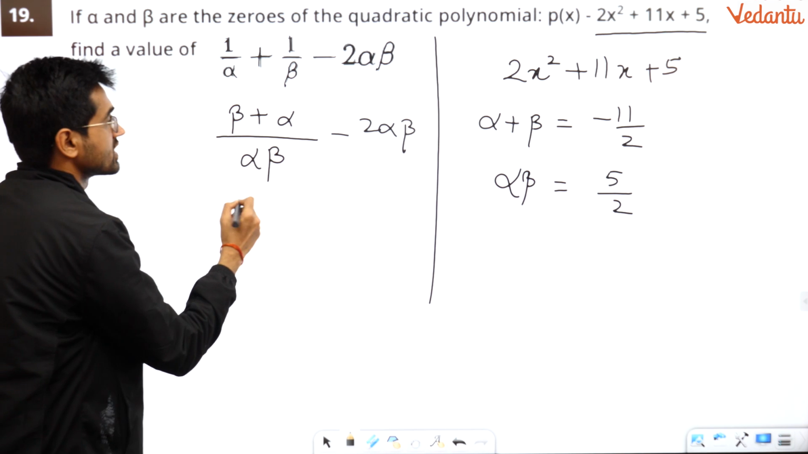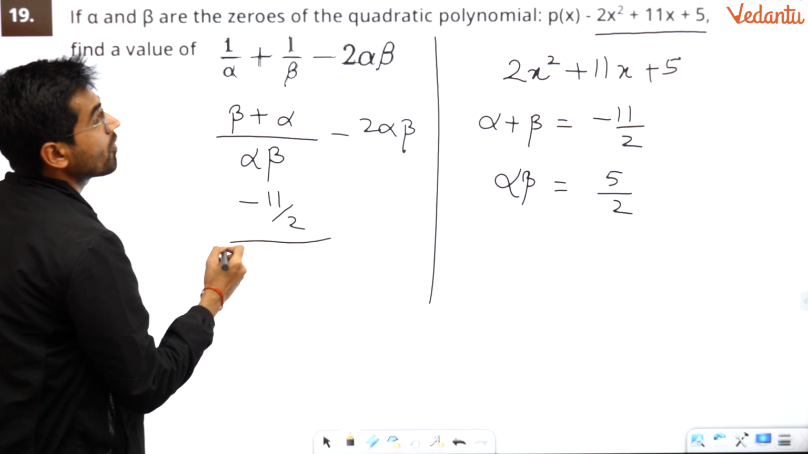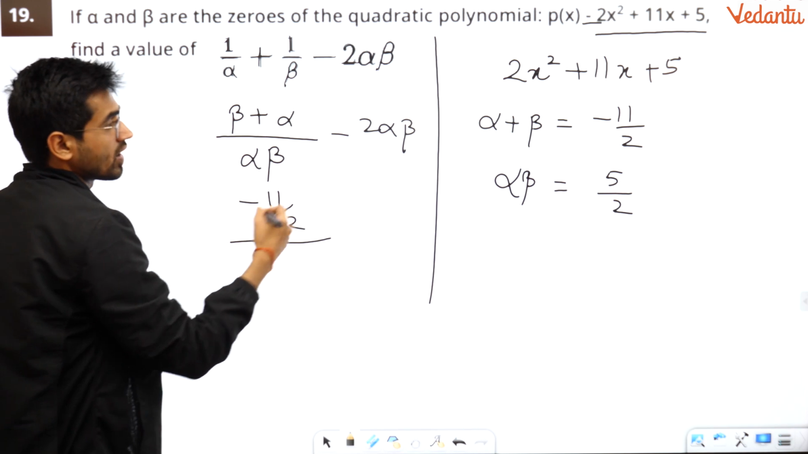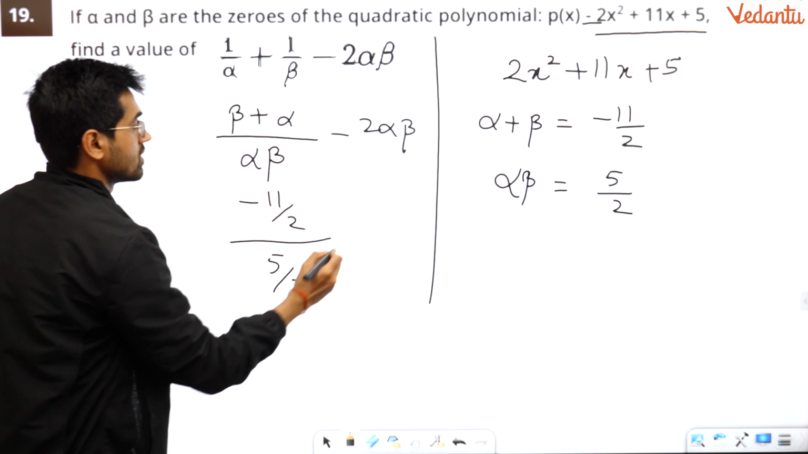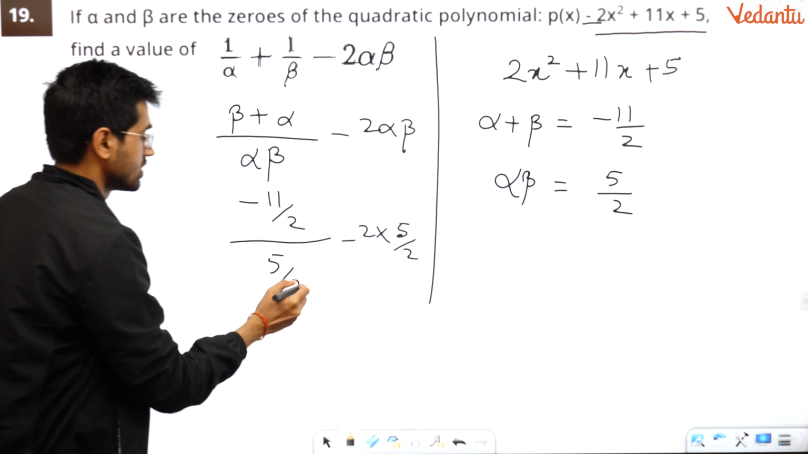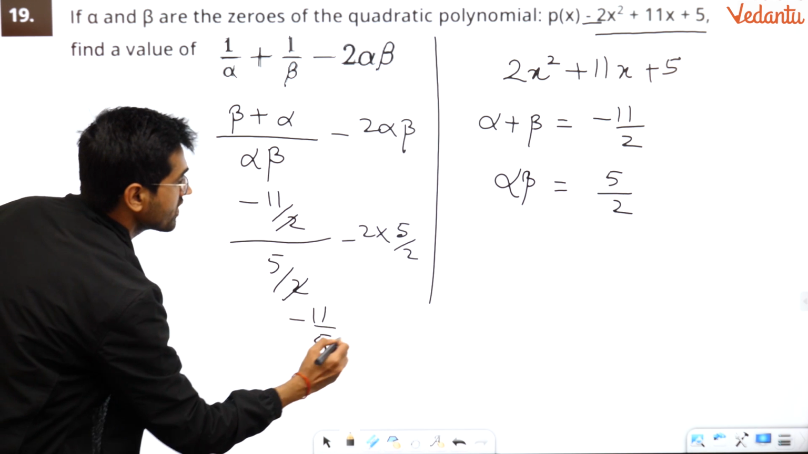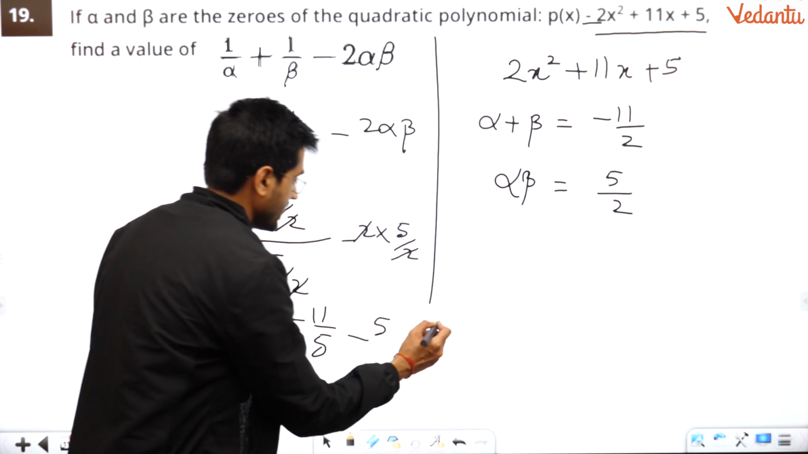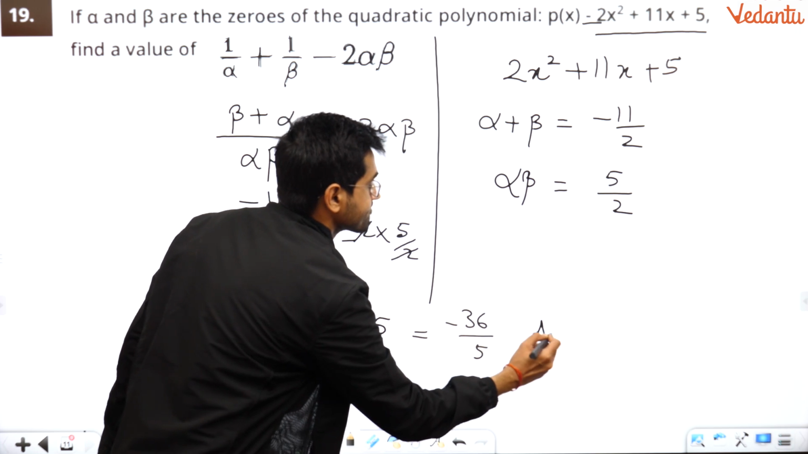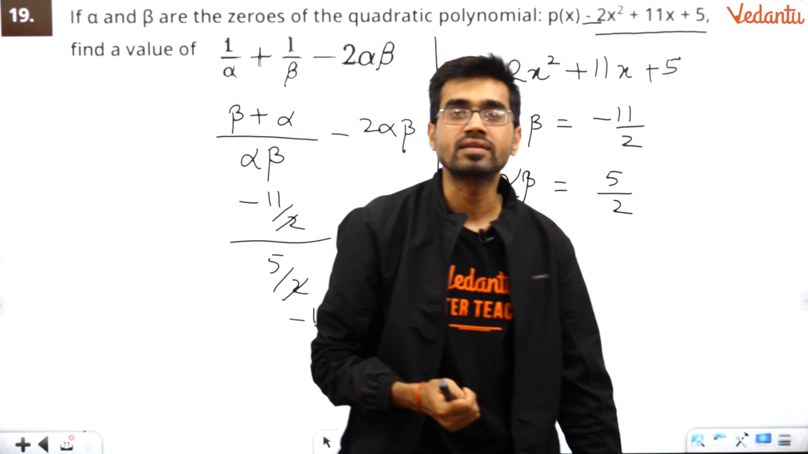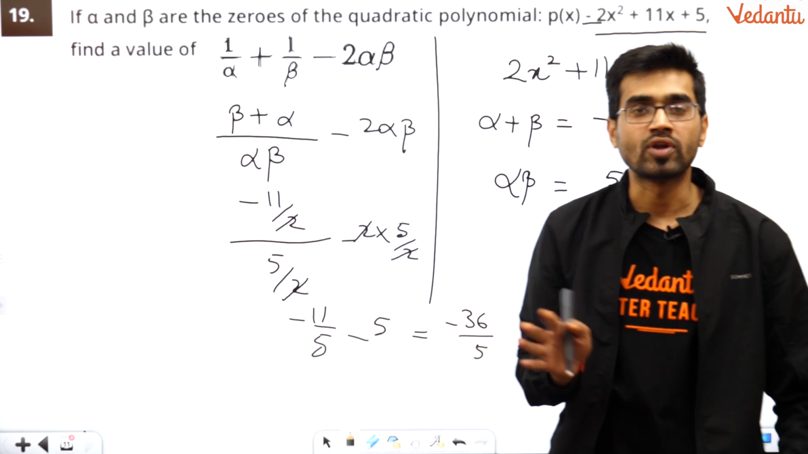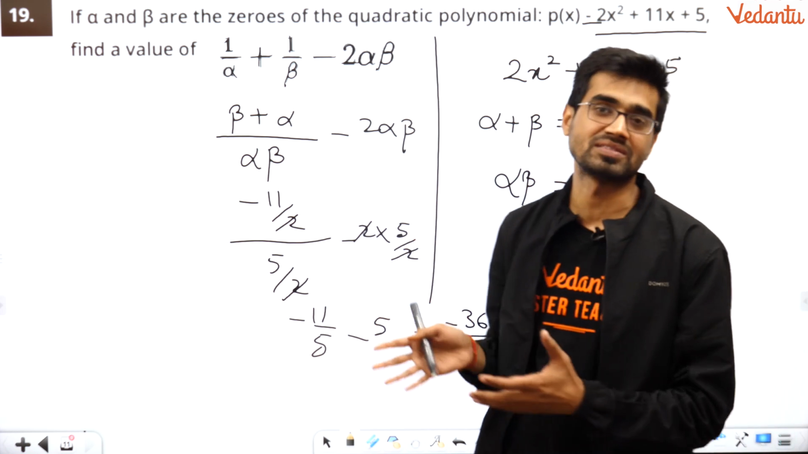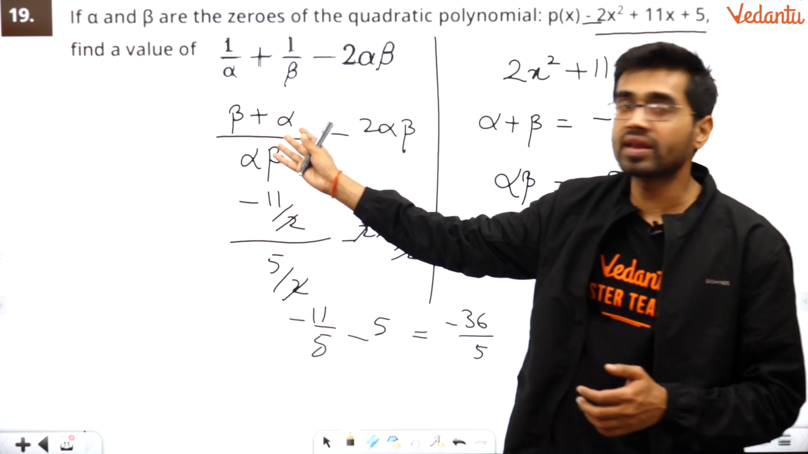Now put it there. So it is minus 11 upon 2 upon alpha beta, which is 5 upon 2, minus 2 alpha beta, 5 upon 2. 2 and 2 cancel. Minus 11 by 5, minus 5. Solve it, you get minus 36 by 5. I hope you understand this thing. Is it clear? No doubt. So see, this is a simple thing, isn't it? It's literally very simple. You just have to apply a little brain here and it's done.